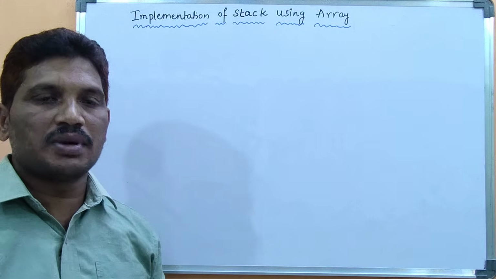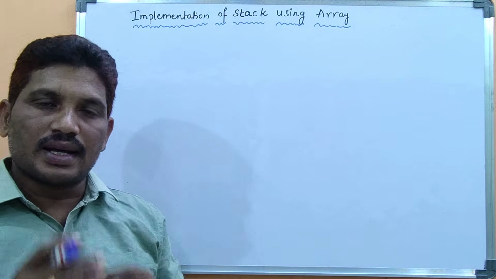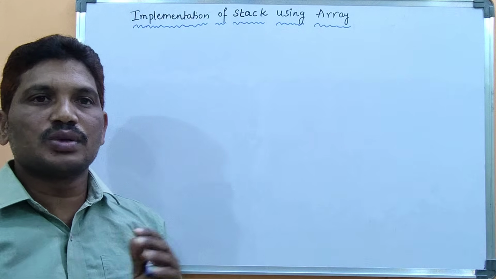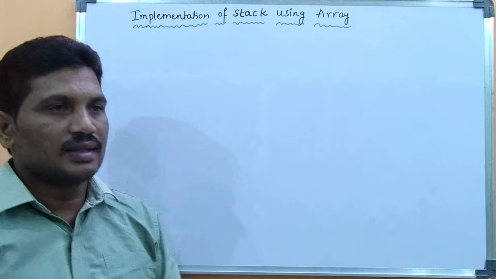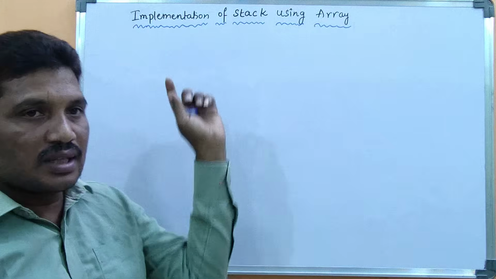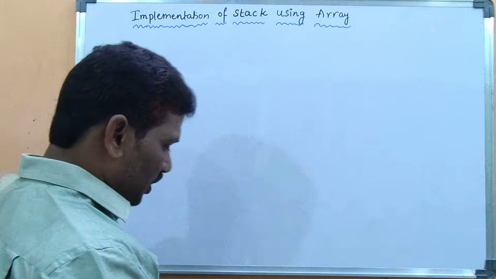There are two ways to implement the stack. One of the ways is to implement the stack using arrays. The second way is to implement the stack using a linked list. Today, we are going to write the program to implement a stack using arrays in C programming.